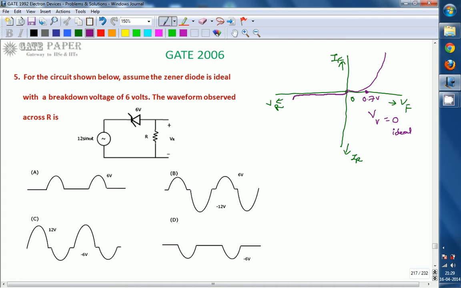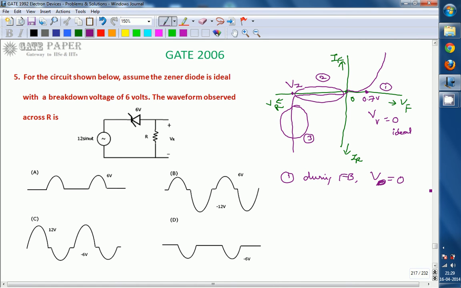Next, during reverse bias, these are the characteristics. Initially there will be a reverse bias, and later the current is going to increase while the reverse voltage stays constant. So this is Vz. This portion is the first characteristic, this is the second characteristic, and this will be the third characteristic. The first one implies that during forward bias, Vf is equal to 0. Assume this is Vd, the diode voltage. Here the Zener diode voltage is 0 volts.